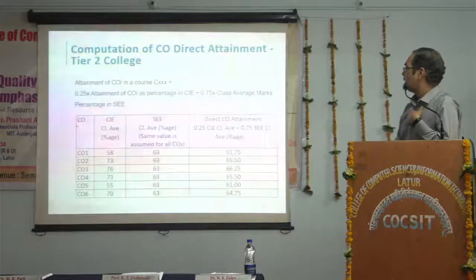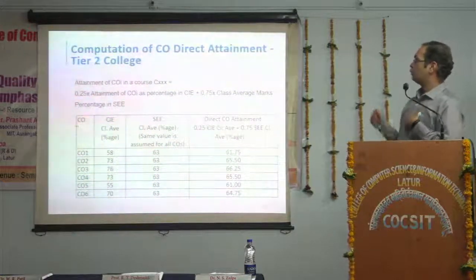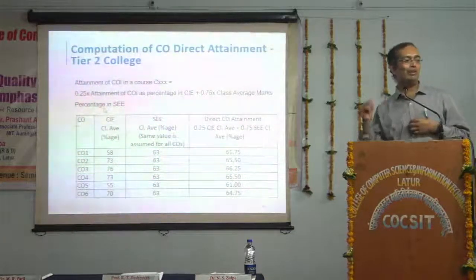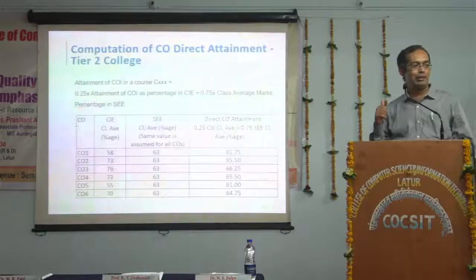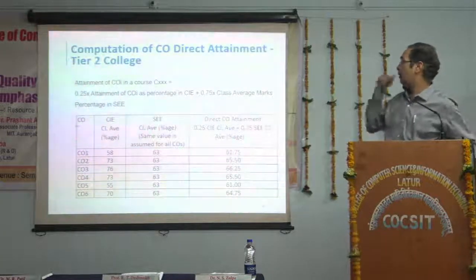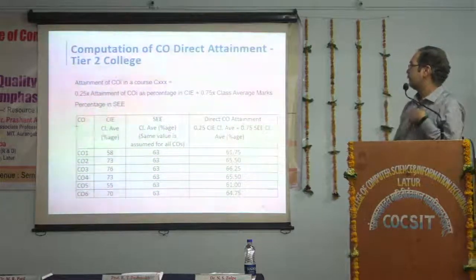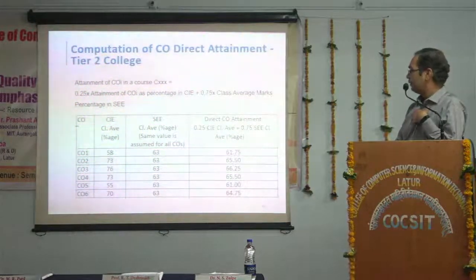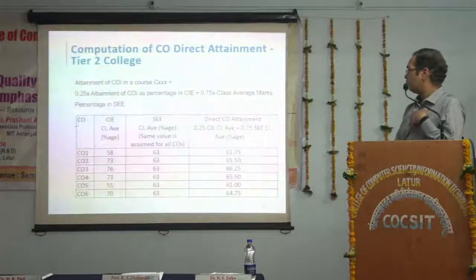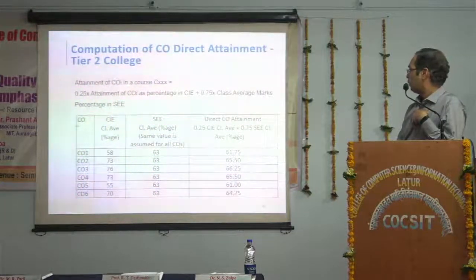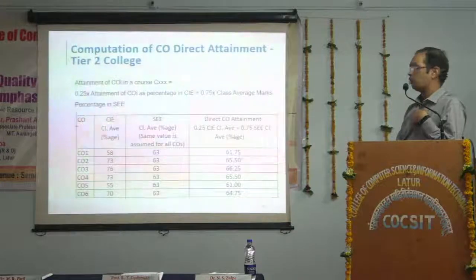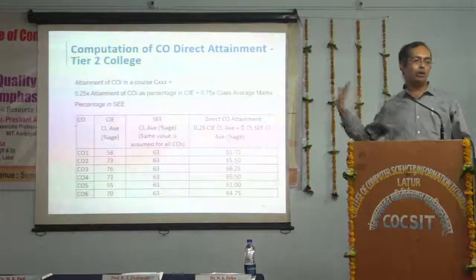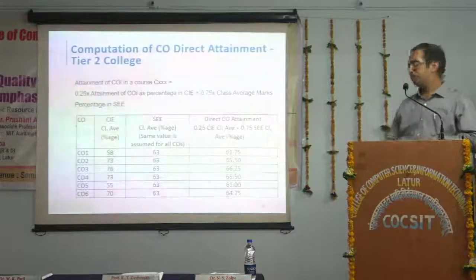And then I have decided on a direct attainment. It may be the case of your university only, where I have given 25% weightage to the internal evaluation and 75% weightage to the end semester examination, right? So this is given a weightage of 25% and this is given a weightage of 75%. Once you are done with that, the average comes out to be 61.75% for CO1, CO2 like that. Understood how these calculations are done?